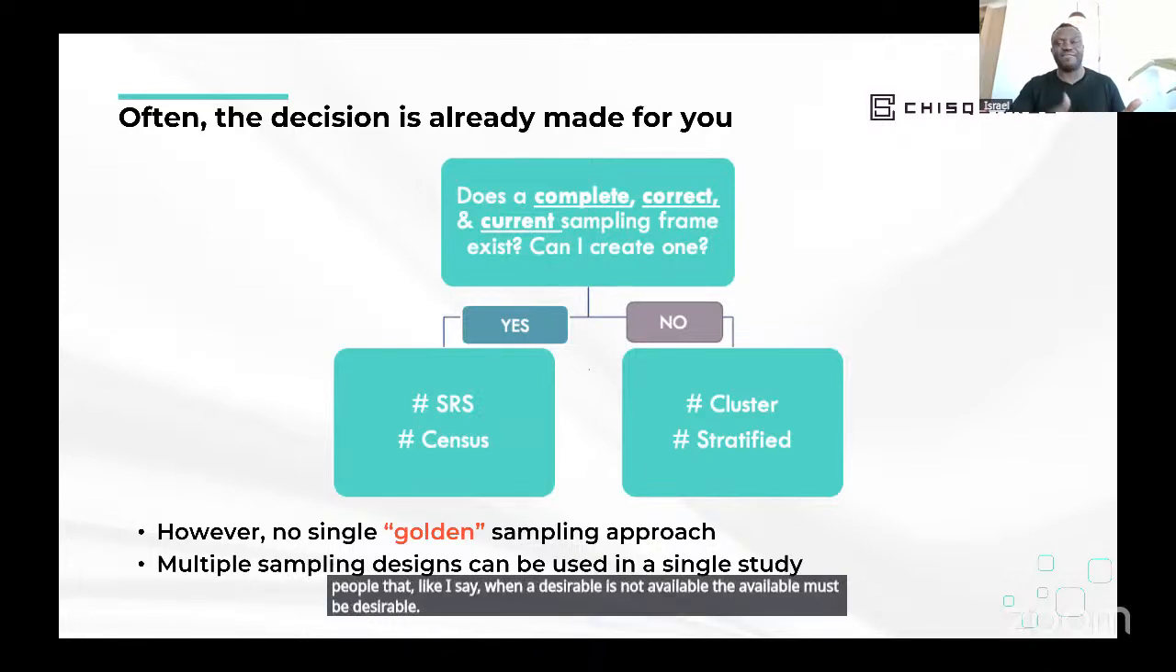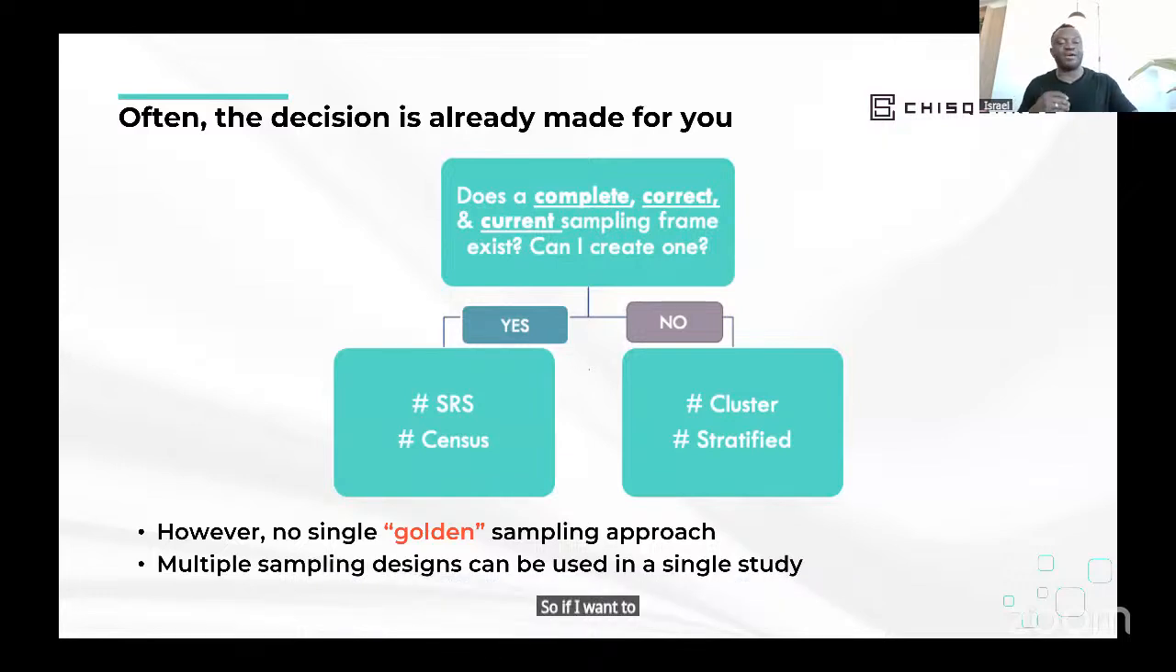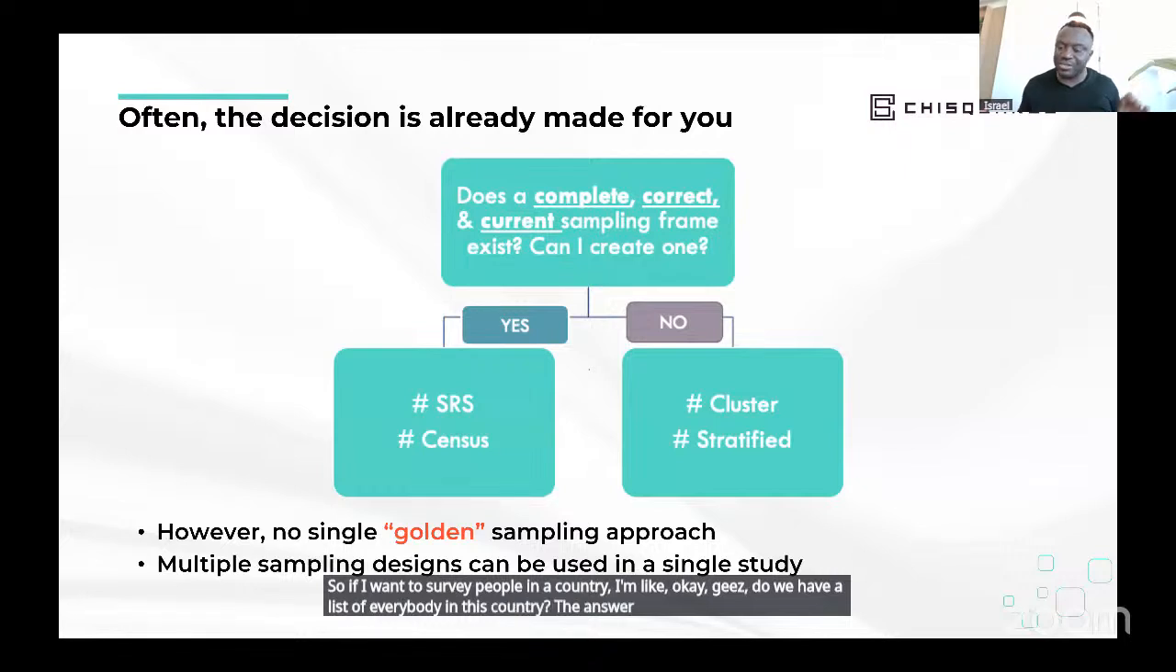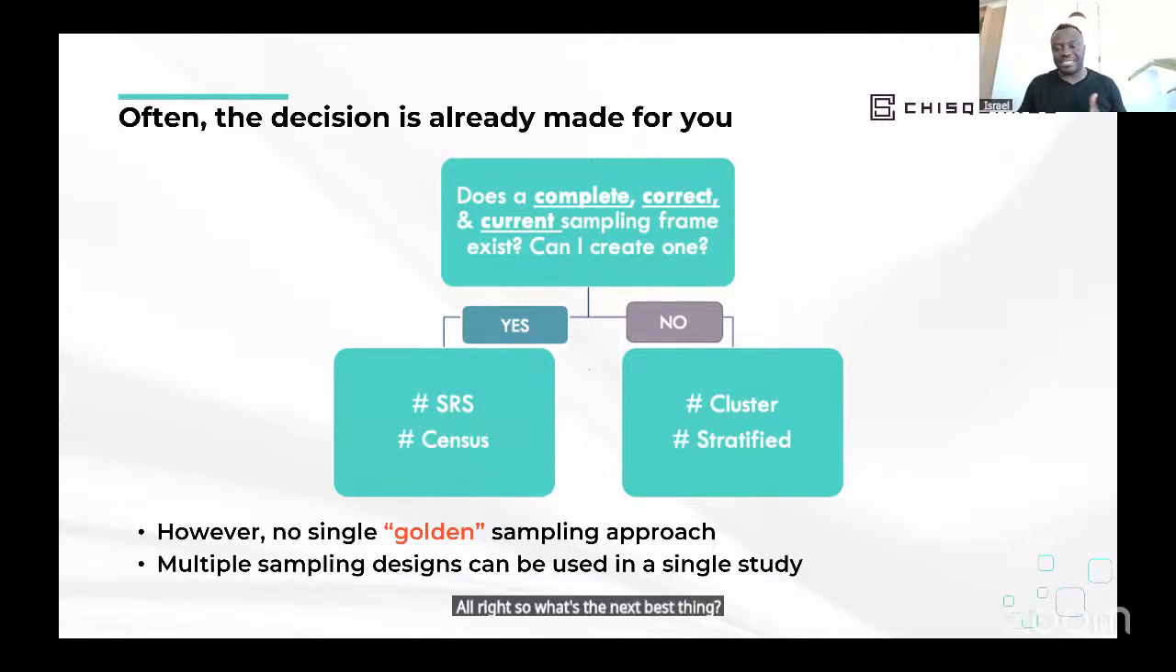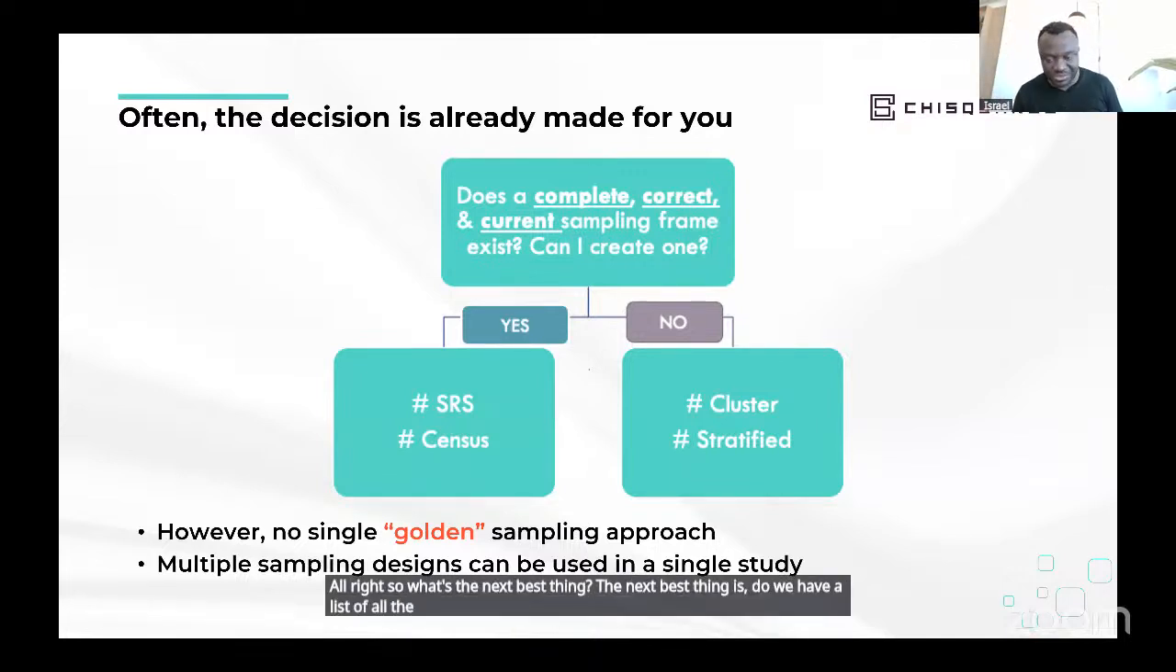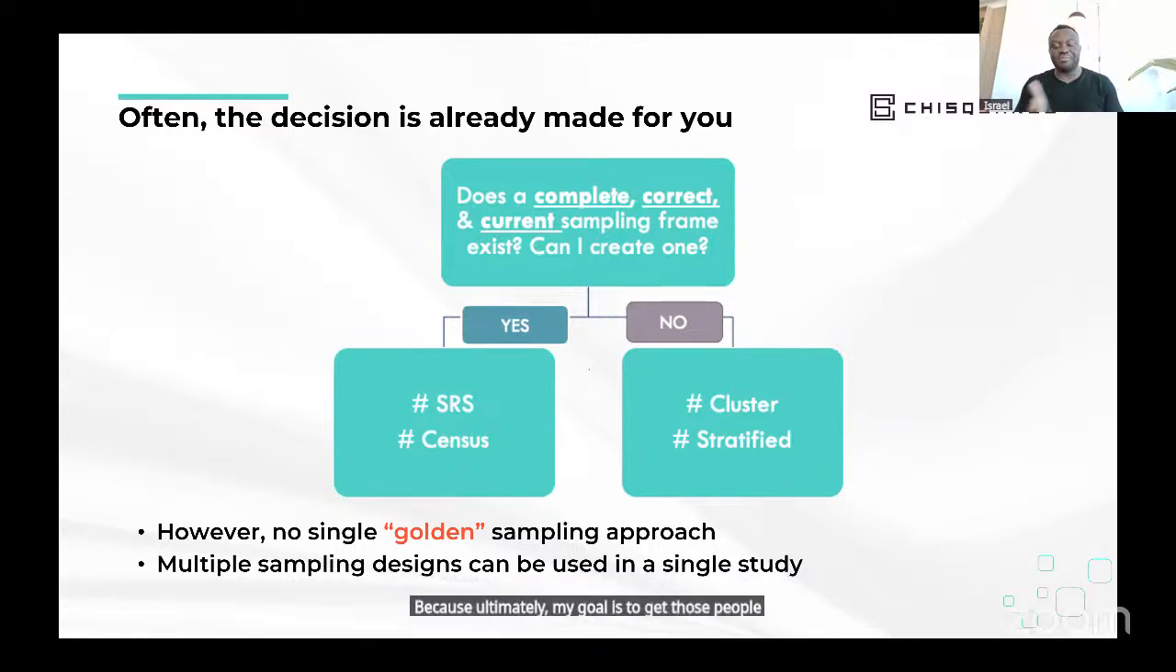So if I want to survey people in a country, I'm like, okay, geez, do we have a list of everybody in this country? The answer is obviously no, we don't. All right, so what's the next best thing? The next best thing is, do we have a list of all the places where people can be found? Because ultimately, my goal is to get to those people. So whether I get to them directly or indirectly, to me, it doesn't really matter.